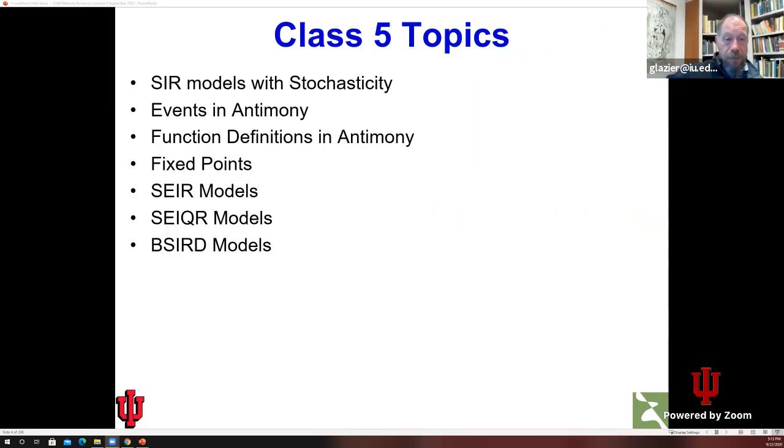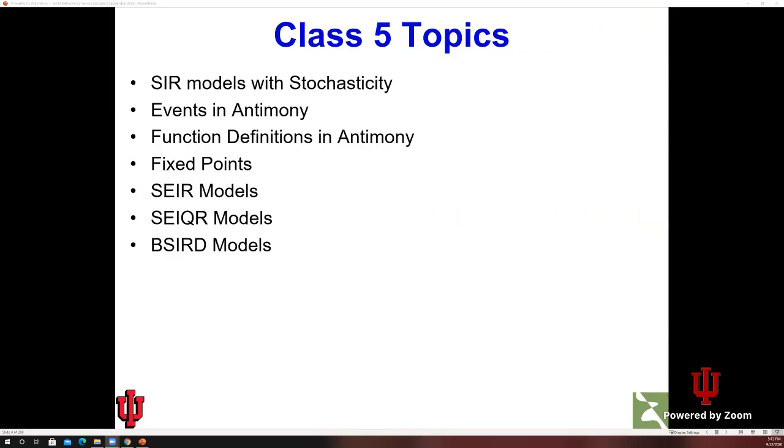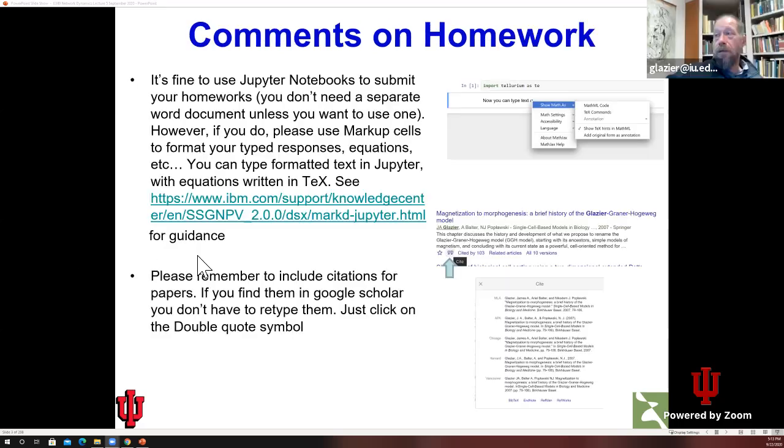Dr. Glazier. Yep. Is there a specific citation style we should use? No, any of these are fine. I don't have a particular preference.